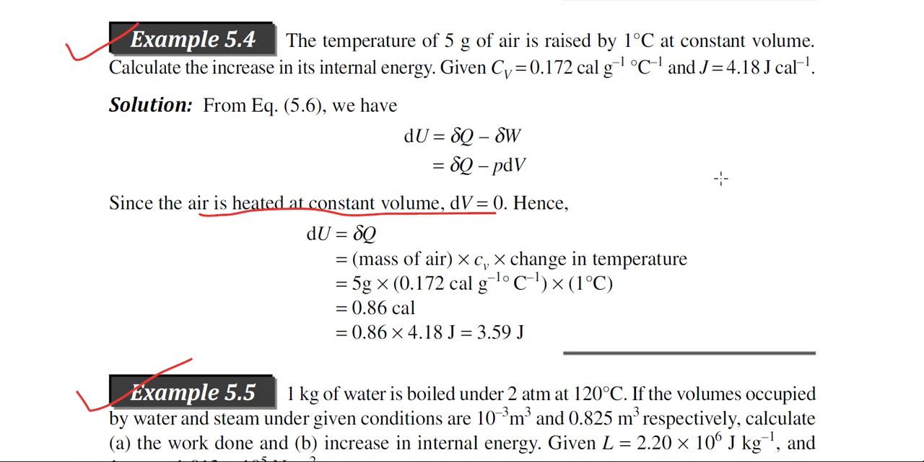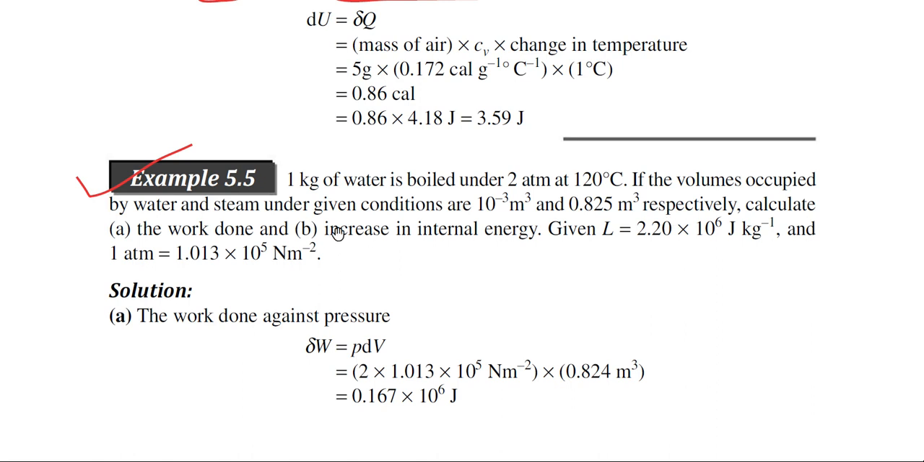Now you see that the mass is given, that is 5 gram, and this is Cv, the specific heat, which is also given, and this is the change in temperature. The change in temperature is 1 degree centigrade. So ultimately the energy will be in calorie units, but you can convert it to joules. If you want to convert calorie to joule, you have to multiply the calorie value by 4.18. So this is the internal energy in joule units.